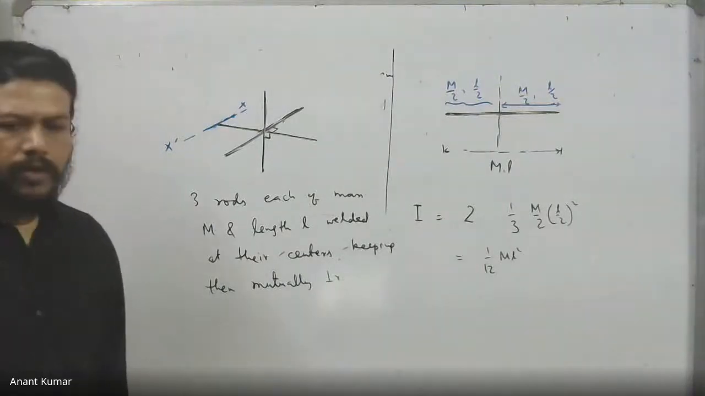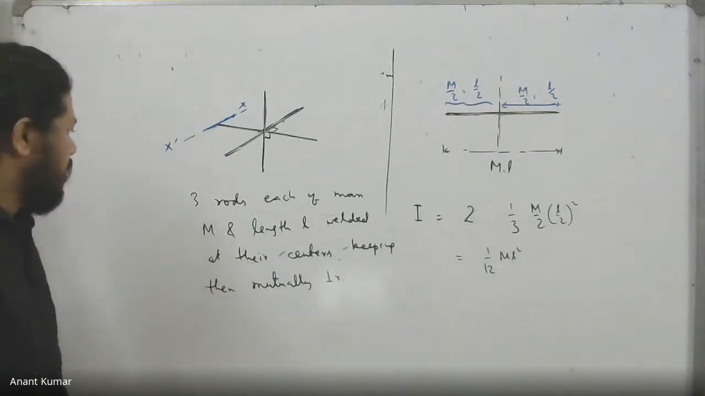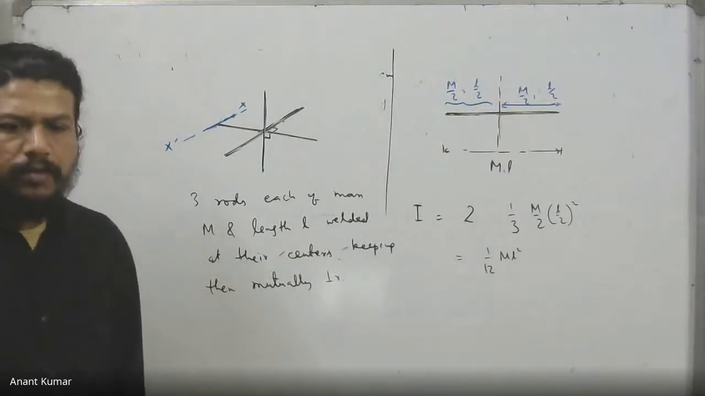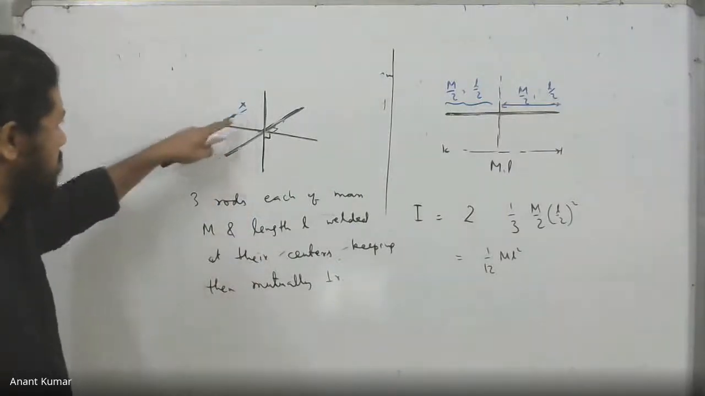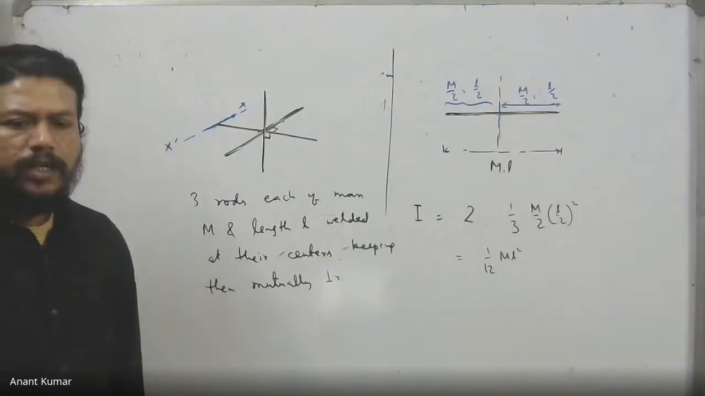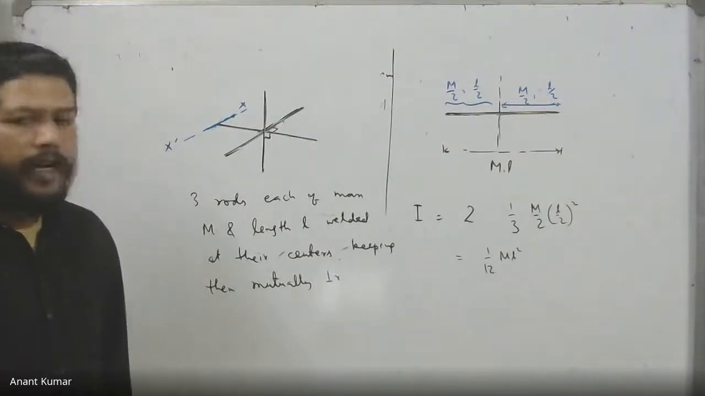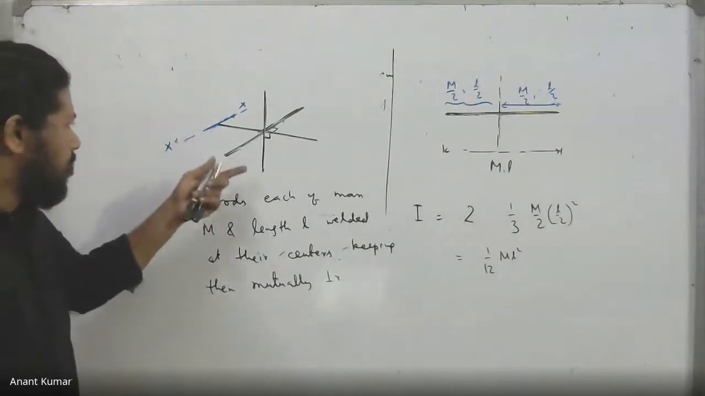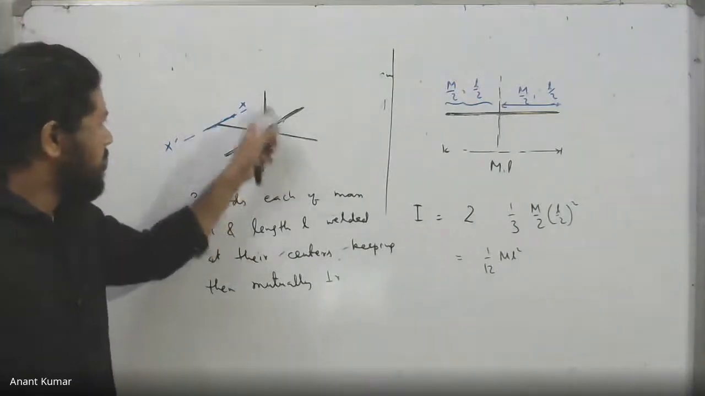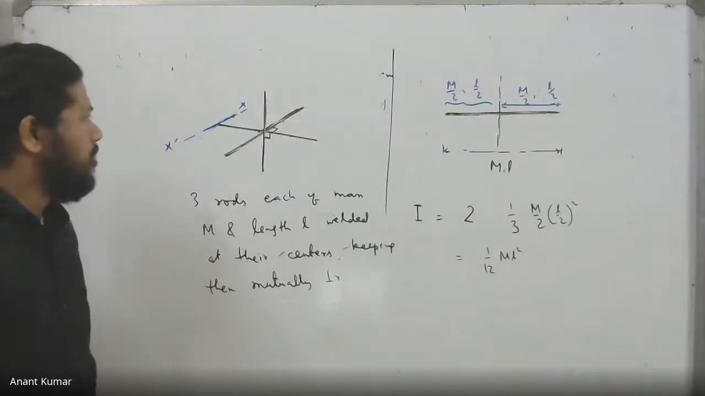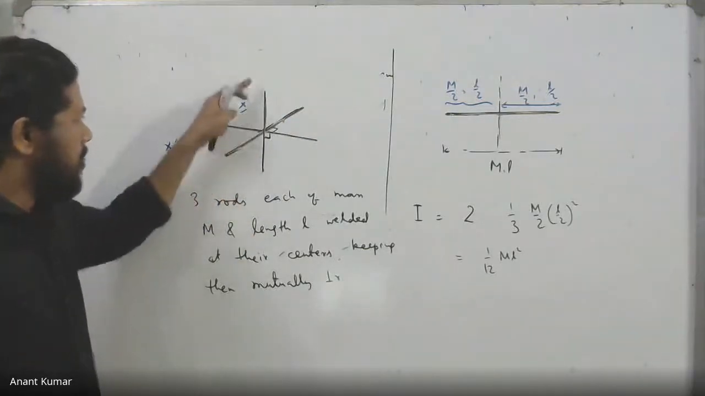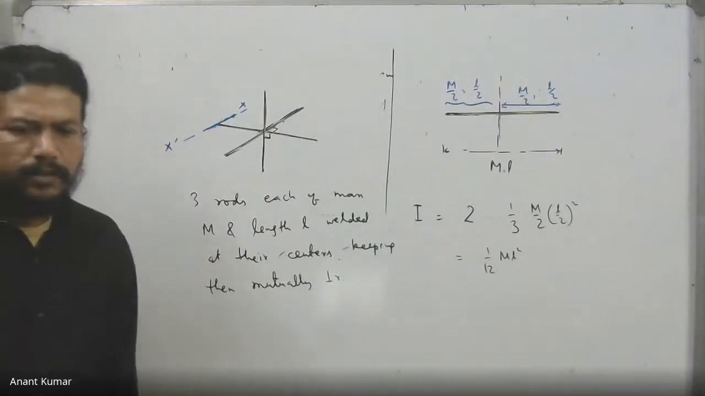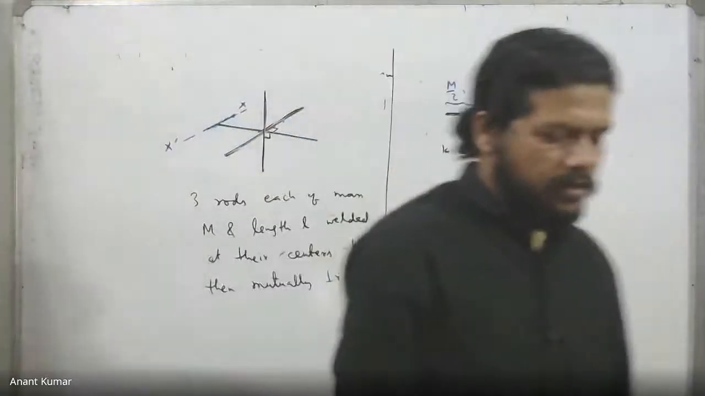I said we have three rods, each of mass m, length L, welded at their centers, keeping them mutually perpendicular. What is the moment of inertia about an axis that passes through the end of one of the rods, is parallel to one and perpendicular to the other two? You can think, if this is the x axis, that is the y, and this is the z axis, then it's parallel to the y axis. What will be the moment of inertia in this case? Can you calculate it out?